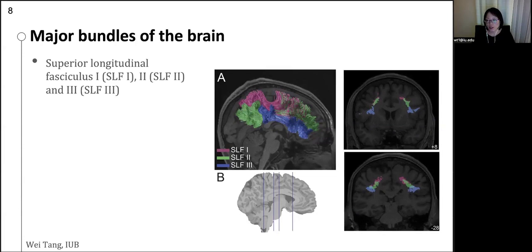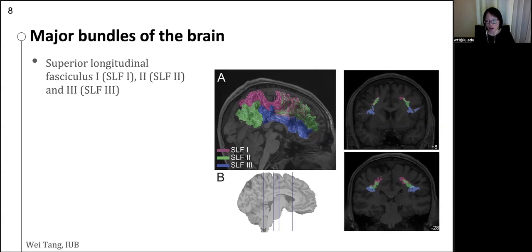On the right two panels, you can see the dorsal-ventral relationship more easily. On the top is the SLF1 colored in magenta. In the middle is SLF2 in green, and on the bottom is SLF3 in blue. They connect between different frontal and parietal regions.